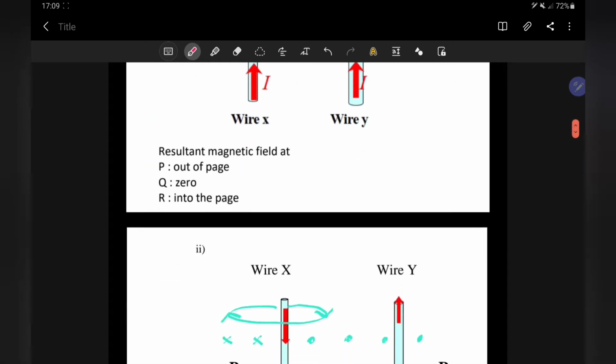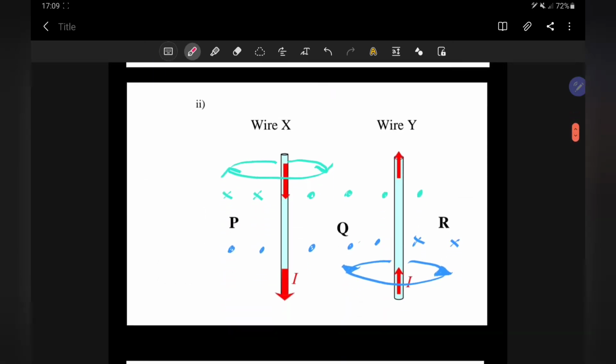For the next case, we just change the current. Current X is now directed downwards, but current Y is still directed upwards. What happens to the resultant at P, Q and R? Again, using our right hand grip rule, this is the magnetic field produced by wire X. At the left side, B is directed into the page, and at the right side of wire X, B is directed out of the page.